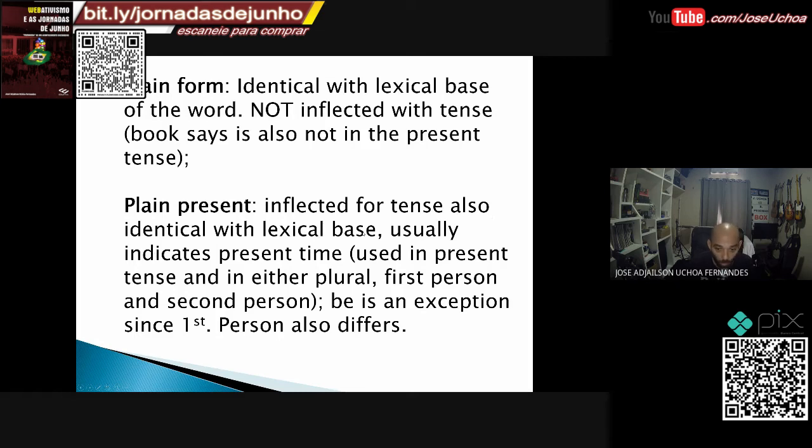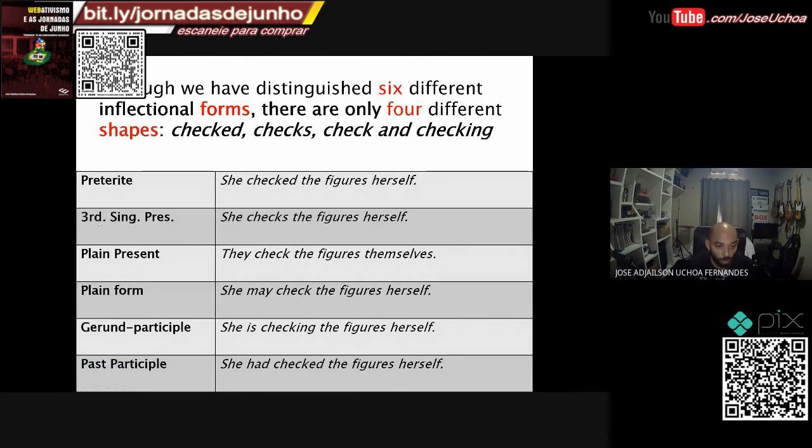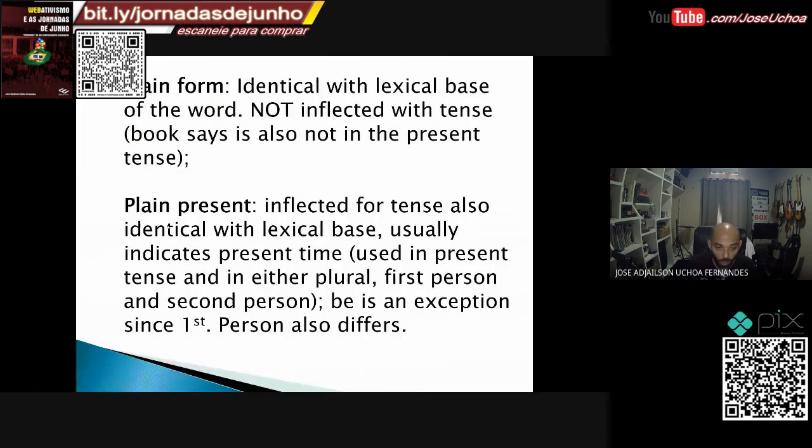Also identical with the lexical base, and usually indicates present time, used in present tense and in either plural, first person and second person. Ok? Então é aquele verbo conjugado e que não é he, she, it. Porque se ele for he, she, it, ele vai ser manifestado como third person singular present. Se ele não é he, she, it, ele vem no plain present. O plain present é o irmão, entre aspas, do third person singular.